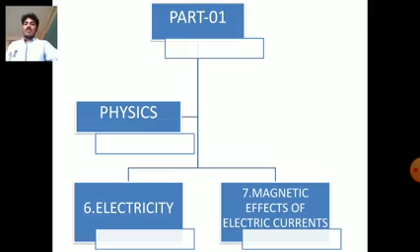In physics, the first chapter is electricity. In this chapter, we learn about electric current and circuits, Ohm's law, and resistors in series and in parallel. The next chapter is the magnetic effects of electric current. In this chapter, we learn the right hand thumb rule and the left hand thumb rule, and the electric motor. These chapters are part 1 chapters.